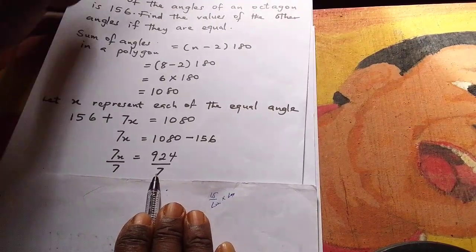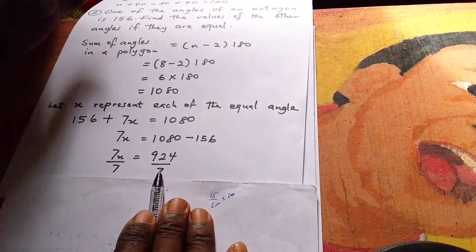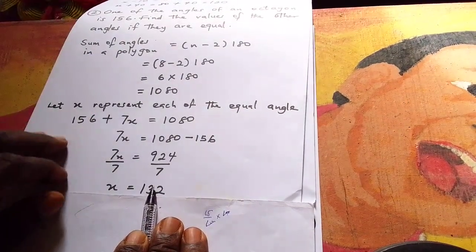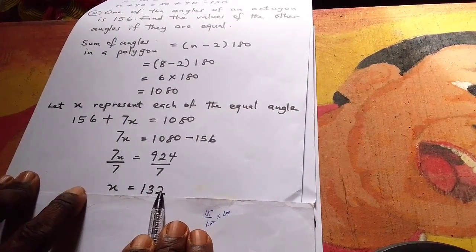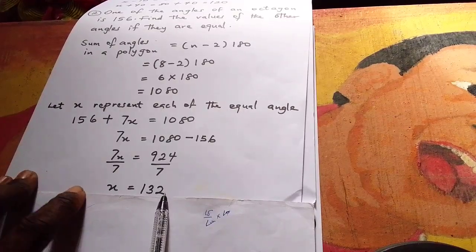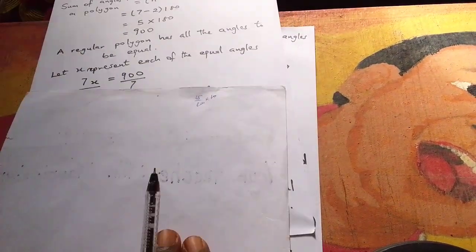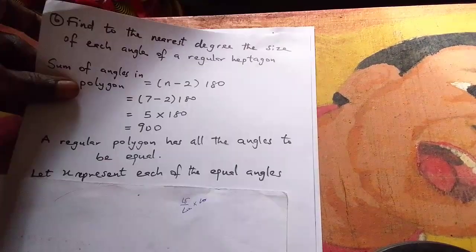To get the value for x, you divide both sides by 7. So the value for x is 132 degrees. Each of the remaining equal angles has the value 132 degrees. Now let's do another example. Let's look at this other example.